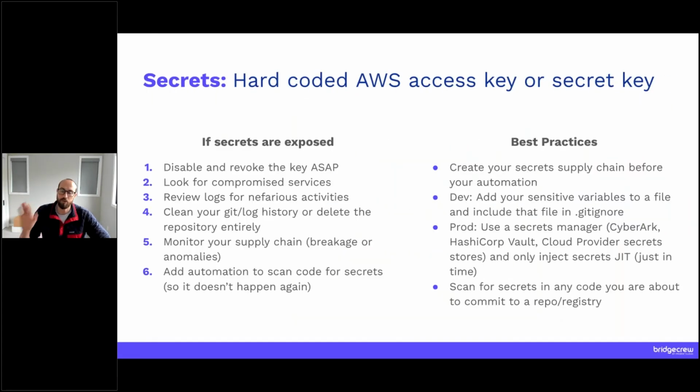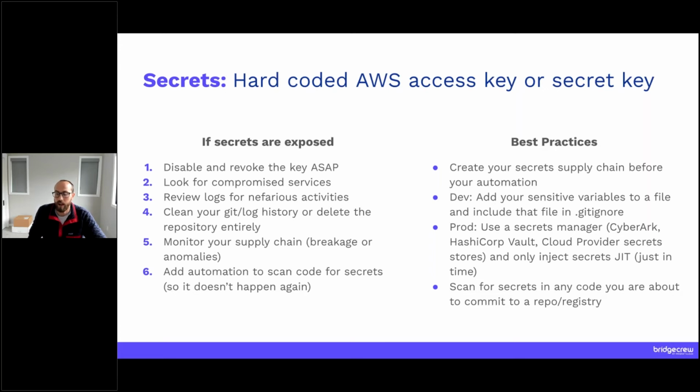Now, if you do expose your access keys and secret keys, I'm going to take a pause here, or any secret, the best approach is to disable and revoke those keys as soon as possible. And then look for any compromised services. So go through your CloudTrail logs, go through all the logs of your different systems, make sure nothing nefarious is happening. And then clean up your history, because even though you've revoked those keys, you don't want them out and exposed. You don't want people sniffing around your repos. And then monitor your supply chain, so look for anomalies and consistently look for that.